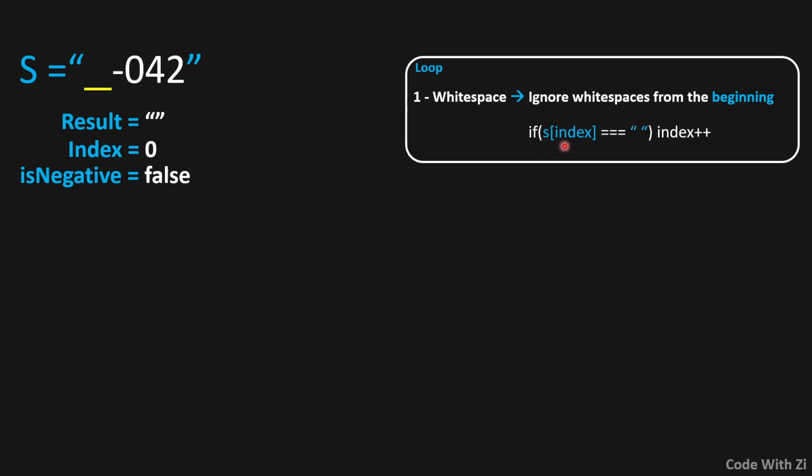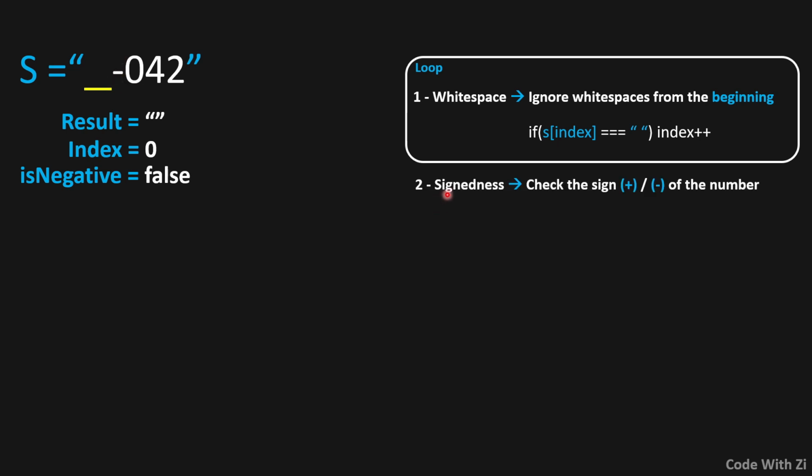We're going to use this code here to ignore all of the white spaces in the beginning. We're going to say if s of index, where s is our string and index is this variable here, is equal to a white space, increment index, and this is inside of a loop. So it's going to check the first white space here, and then increment index, and then check the second white space, and so on and so forth until we've ignored all of the white spaces and we get to this part here.